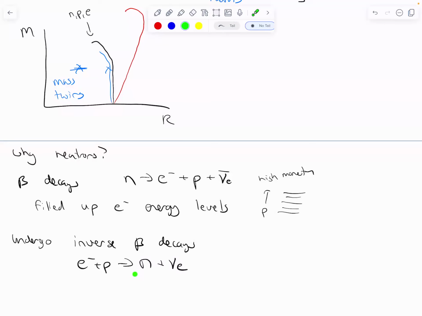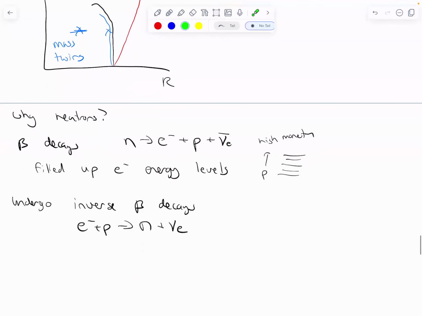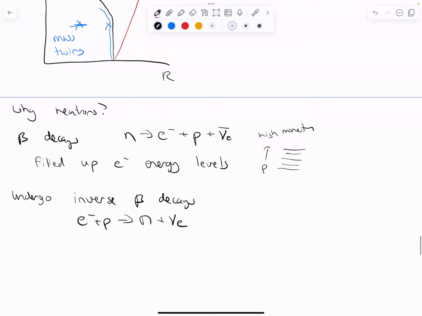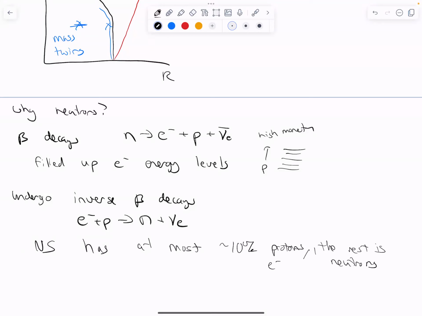It's very, very neutron rich. And so you've undergone a bunch of inverse beta decays and produced a huge amount of neutrons. And just to give you a back of envelope estimate, your neutron star has at most about 10% protons. It'll be protons and electrons. The rest is neutrons. So essentially 90% of your star is more or less neutrons.